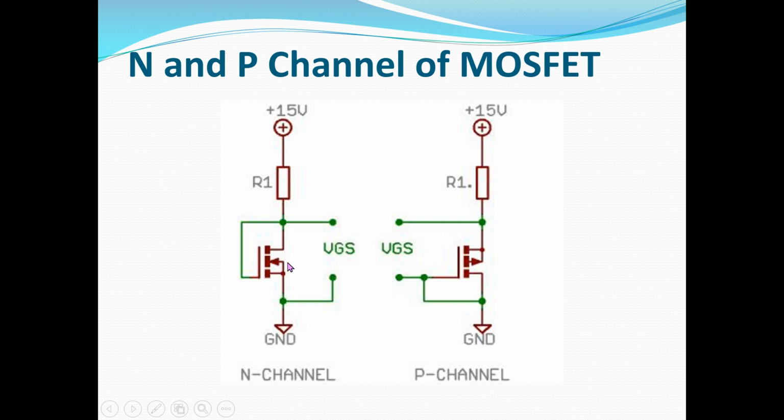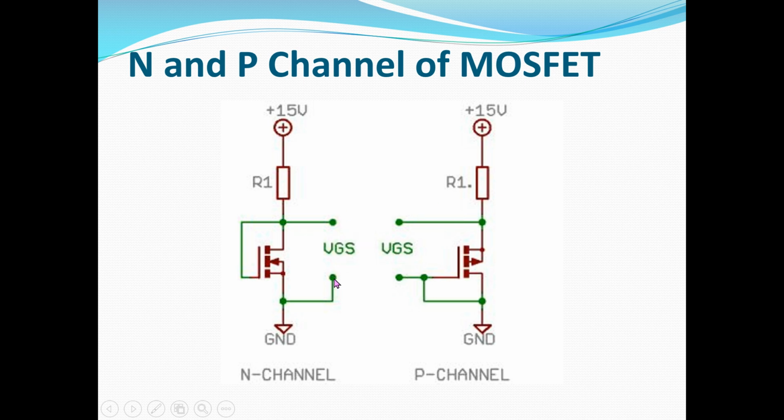Here the arrow mark indicates the gate terminal direction. If this arrow mark is pointing into the device, we call it an N channel MOSFET. If it is pointing outward, we call it a P channel MOSFET. You can see these are the notations.